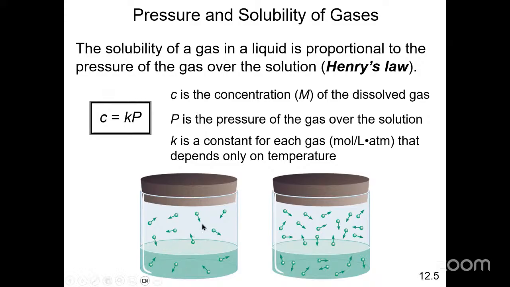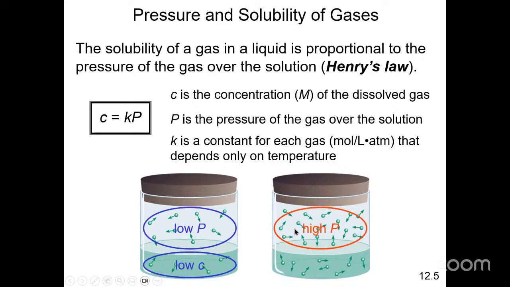Now, if you were to add some gas molecules to this, then you're going to have more gas molecules entering into the solution phase. Therefore, the concentration of the molecules in the solution will be proportional to the pressure of the gas molecules above the solution. That's basically what Henry's Law is all about. Low pressure means low concentration in the solution. High pressure of gases above the solution will result in high concentration in the solution.